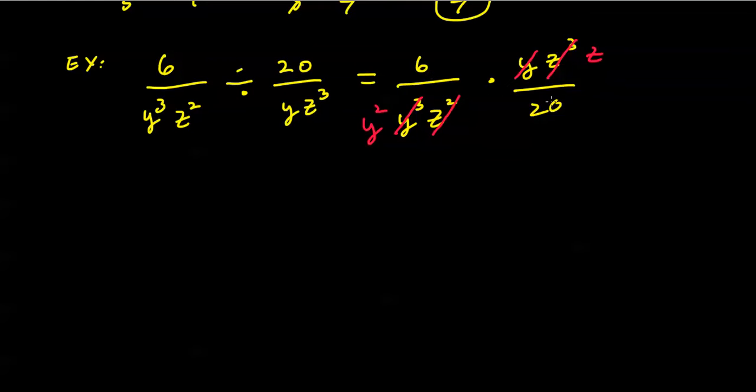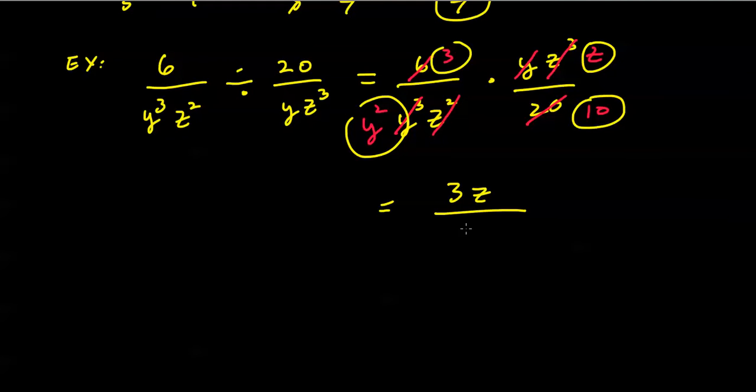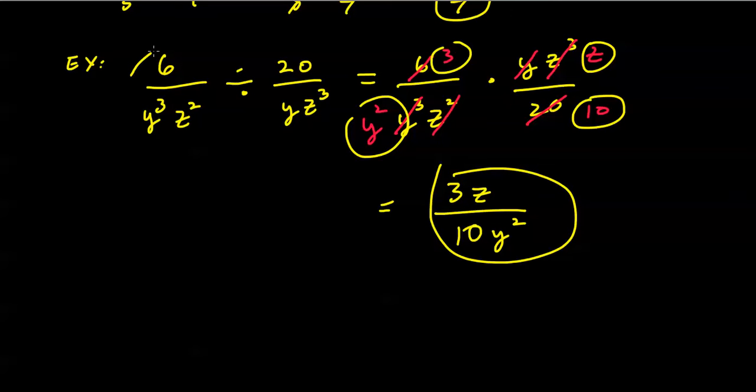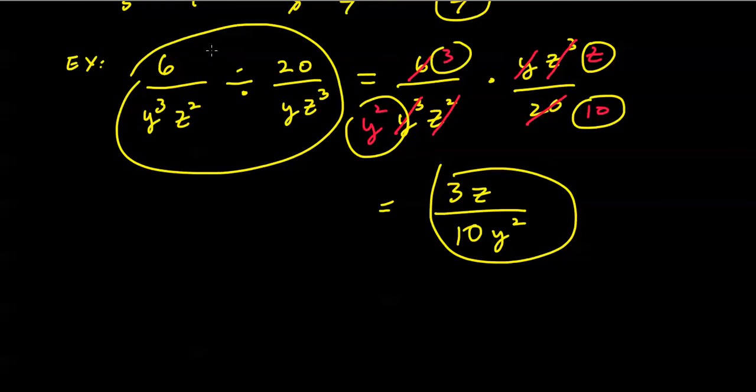And 6 does not divide into 20, but 2 does. 2 goes into 6 3 times, and 2 goes into 20 10 times. So it looks a little complicated here, but I think you can see it. What are the remaining factors left in my numerator? Well, it's going to be a 3 times z, so I'll write 3z in my final answer in the numerator. And downstairs I've got 10, or y squared times 10, which of course I'll write as 10 times y squared. So there's my final answer, dividing these two rational expressions.